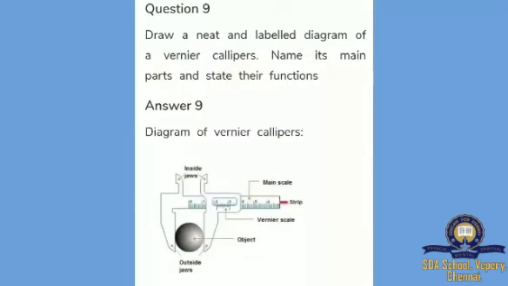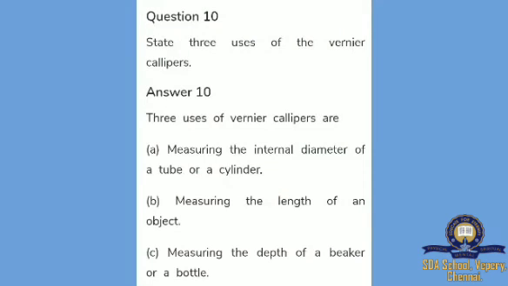The next question is, draw a neat and labeled diagram of a vernier caliper. Name its main parts and state their function. Here is the diagram. Draw neatly and mark the parts. And now the next question is, state three uses of the vernier caliper. Three uses of vernier calipers are measuring the internal diameter of a tube or a cylinder, measuring the length of an object, and the third one is measuring the depth of a beaker or a bottle. These are the uses of a vernier caliper.